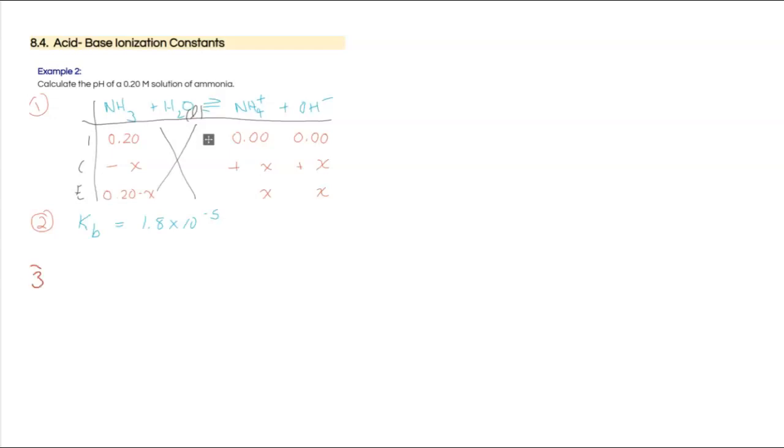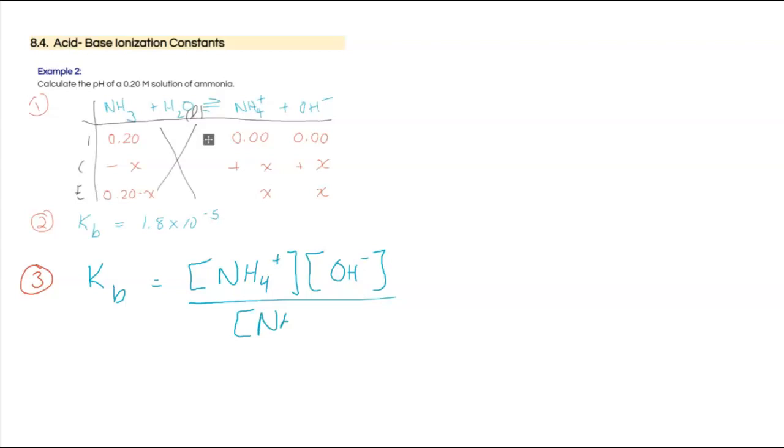The third step here is going to be to go ahead and write out the Kb expression for this. So I know that Kb in this case is going to be equal to the concentration of my ammonium times the concentration of my hydroxide ions divided by the concentration of my ammonia. And I'm just going to substitute all my known values and expressions into this equilibrium law. So I have x times x, which would give me x squared, divided by 0.20 minus x.